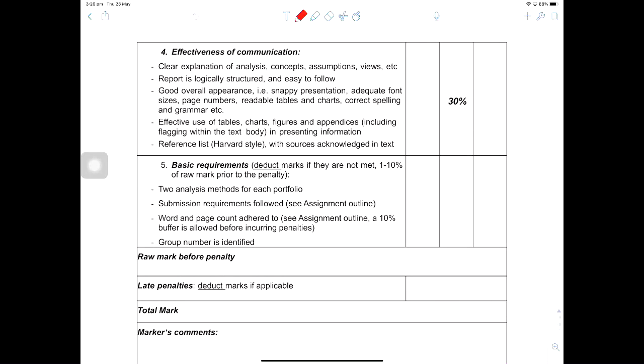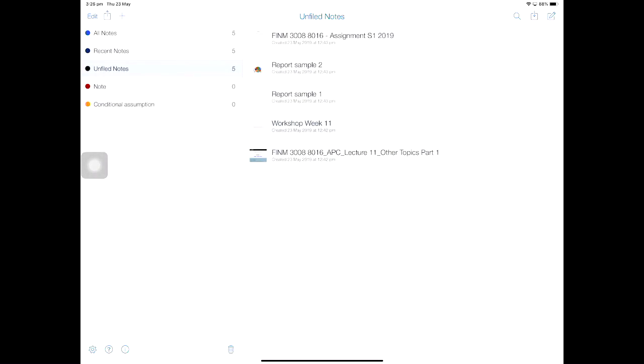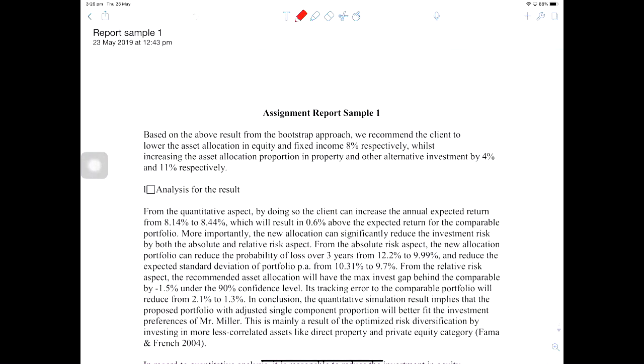Okay, so next we're going to have a look at a report from last year. We will try to find the strengths of the report, the assignment, and the weaknesses of the report, and see if we can identify any areas or ways we can improve the writing of this report.